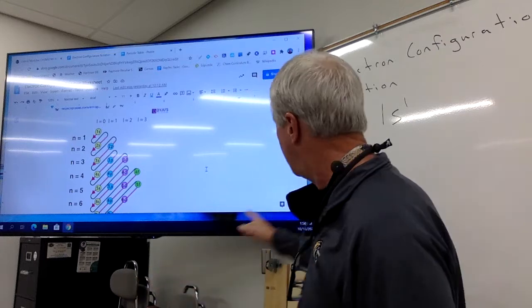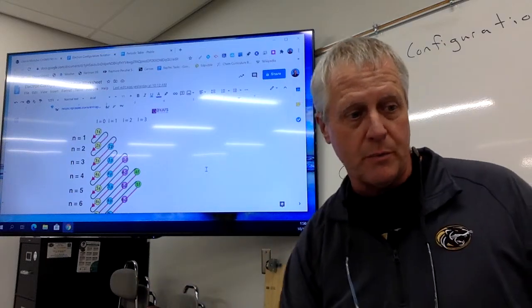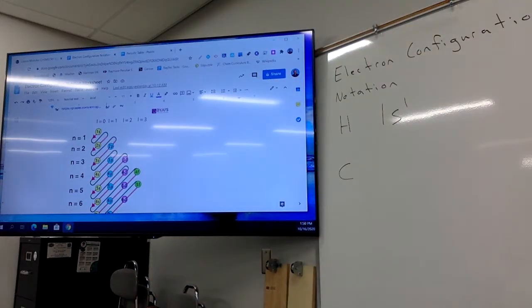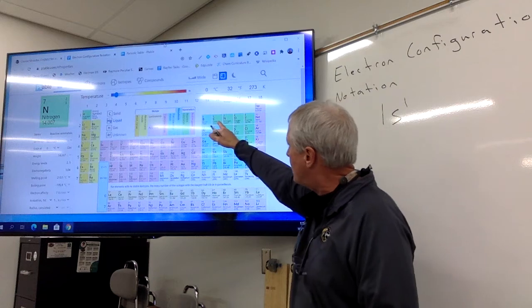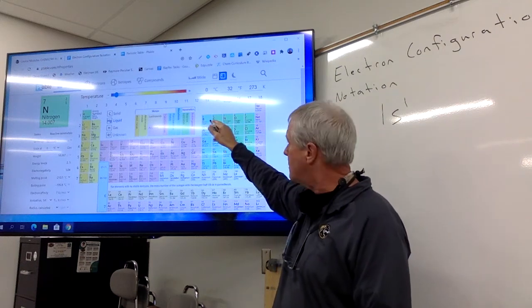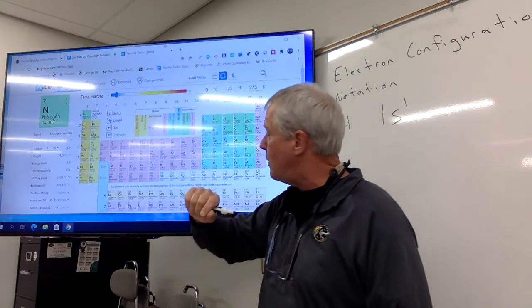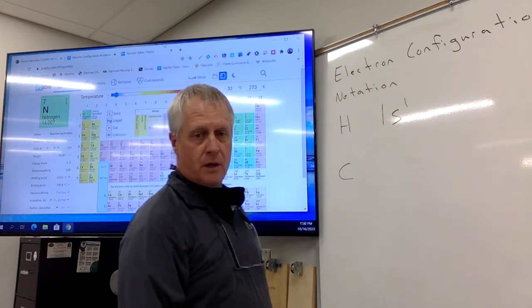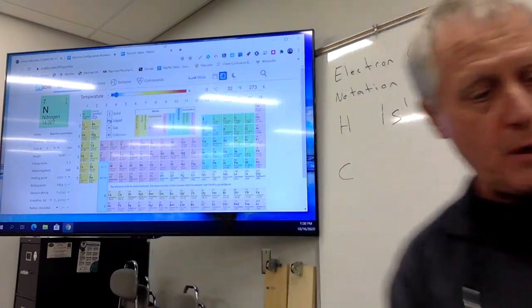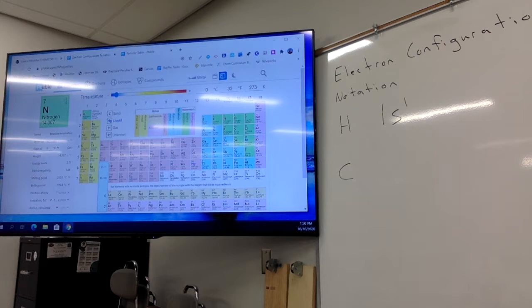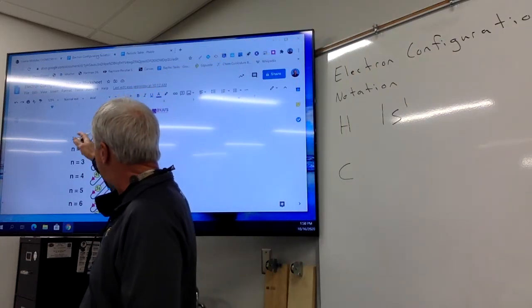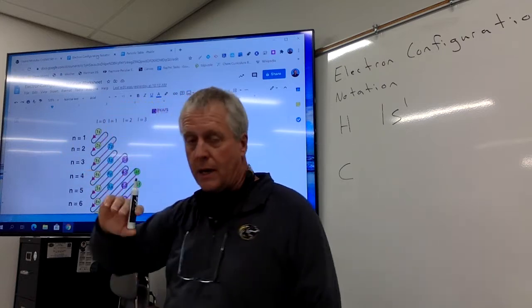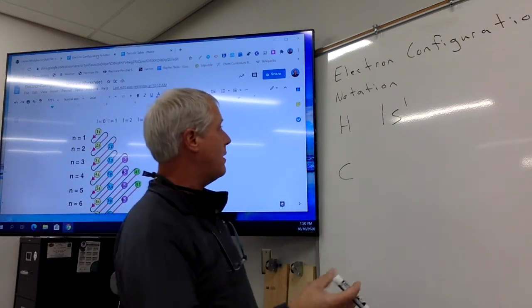Carbon, which is, see here, I'm going to switch over to the periodic table real quick. So when we go to the periodic table, here is carbon. It's element number 6, and so that means it has 6 electrons. So when we go back to our Aufbau principle diagram, we would count up 6 electrons, and that's where we end our notation.